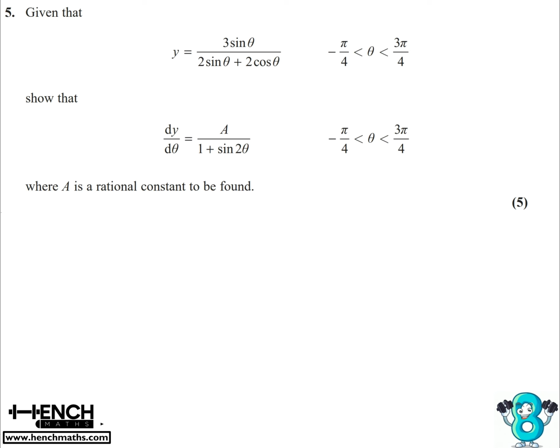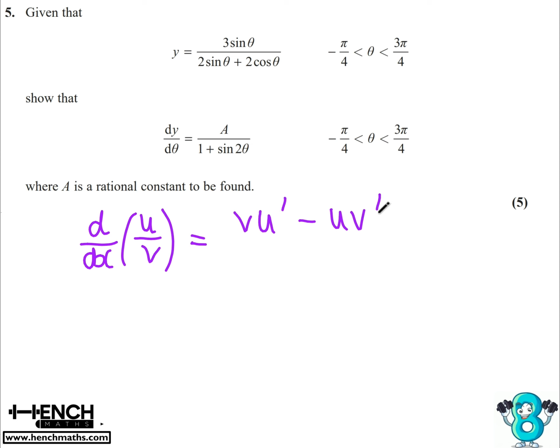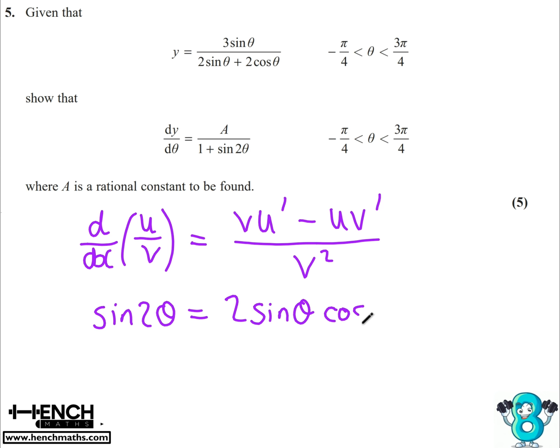We've also, the thing that we're going to try and get to has a sine 2 theta in it, so we need to remind ourselves of our trig identities. So first of all, the quotient rule. So if we differentiate two functions, u and v, where one is divided by the other, the quotient rule tells us it's v times the derivative of u, subtract u times the derivative of v, all divided by v squared. I also know that sine 2 theta, using our double angles, so there's only one option here, it's 2 sine theta cos theta.